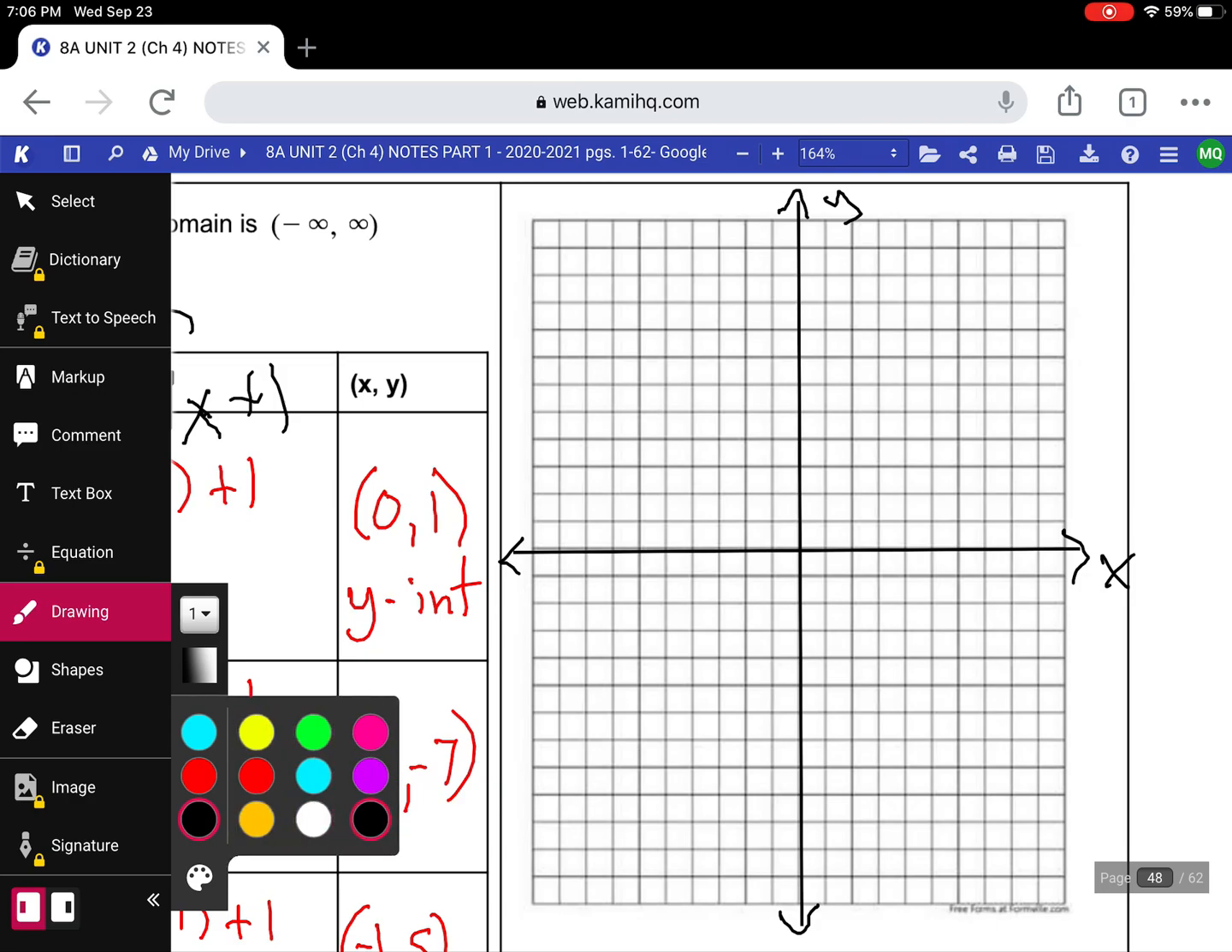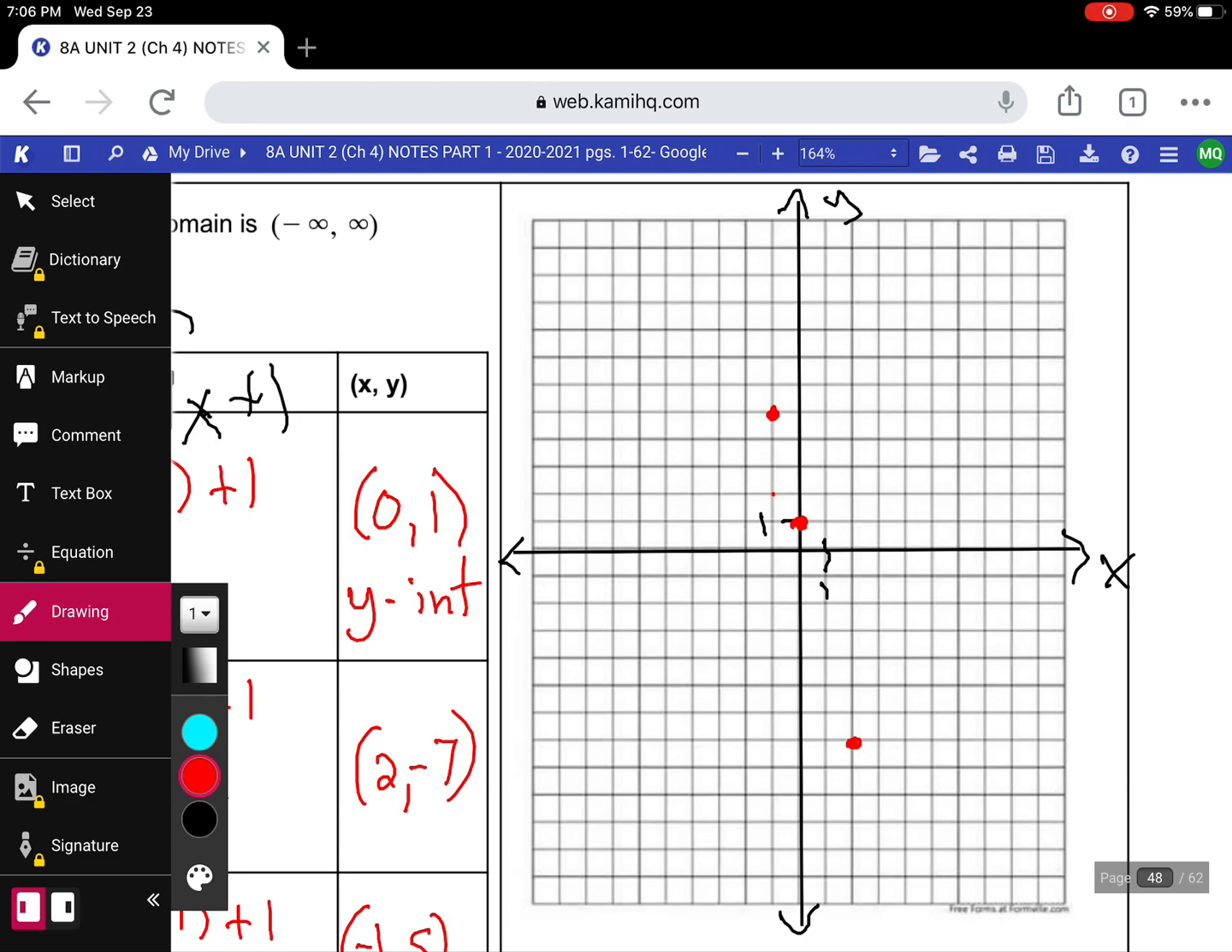I always put what my scale is, and we're going to go over by 1, up by 1. Now we're going to plot our points. Our first point is 0, 1, so that's going to be right here. My second point is 2, negative 7: over 2, down 7. So we're right here. And my last point is negative 1, 5: to the left 1, up 5. And right here. If I did that correctly, those should line up nicely.